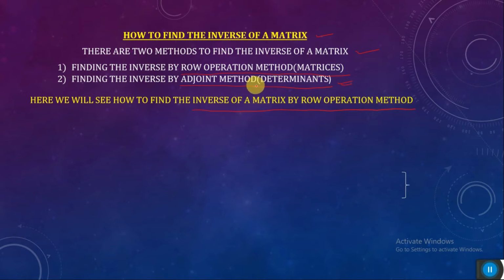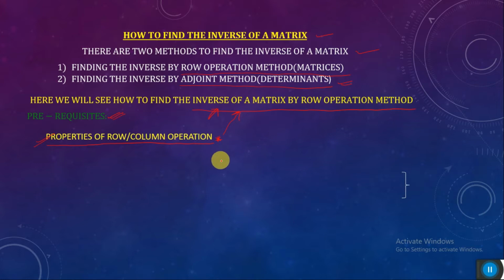So what are the things you require? Prerequisite. It means what are the things required to understand this topic. That is properties of row and column operation. These properties, if you don't know, are very important. If you don't know, you will not be able to understand this. You need to know the properties of row and column operation, then only you'll be able to solve the matrix or find the inverse of a matrix by row operation method.